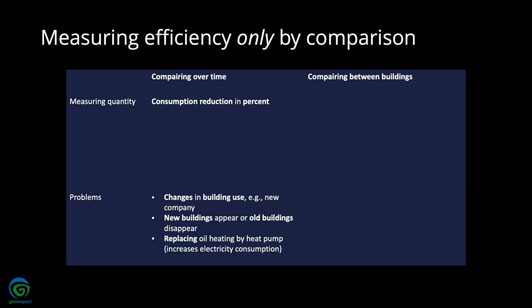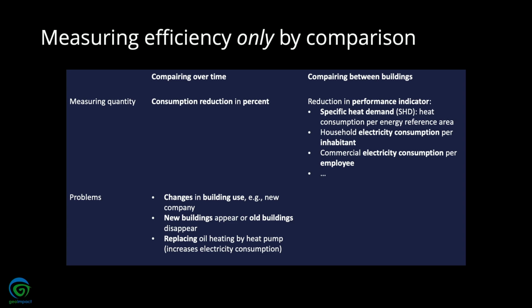The problem here, when your object is a region that you want to track, is that there will be many structural changes which don't have a real connection to efficiency, but still affect the consumption. So it's hard to disentangle the efficiency from the structural changes, like new companies, new buildings, and so on. So there's another way: you can compare different buildings with each other.